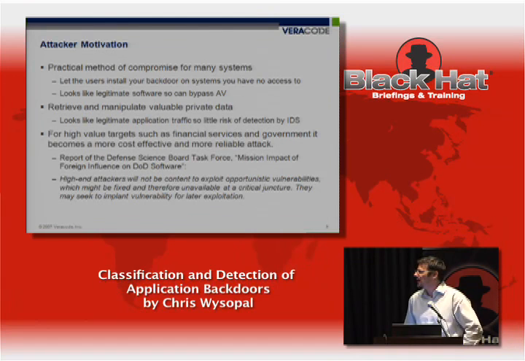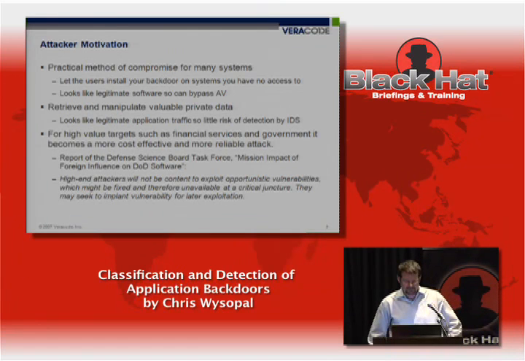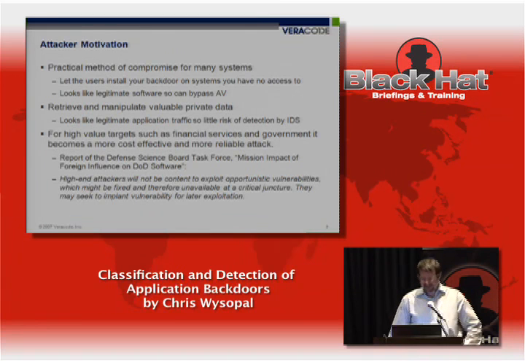And now one of the weak points, the attackers always like to go for the path of least resistance, becomes the software itself. Where is it coming from? What are people putting in that code? And just a quote from the paper was, high-end attackers will not be content to exploit opportunistic vulnerabilities which might be fixed and therefore unavailable at a critical juncture. They may seek to implant vulnerability for later exploitation.